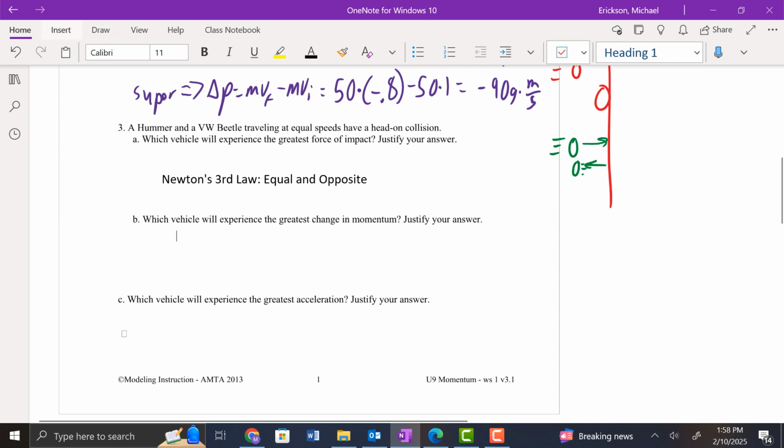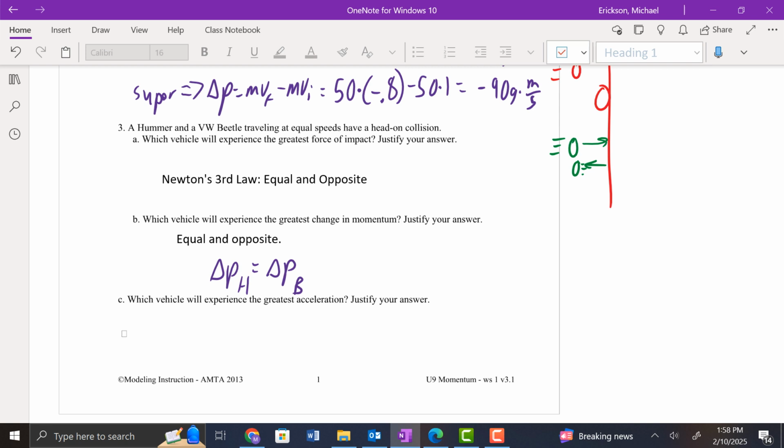And the greatest change in momentum, well, if Newton's third law is active, and also what we know about Newton's second law, then this should also be equal and opposite. So delta P of the Hummer should equal delta P of the Beetle. So the question is now, what will experience the greatest acceleration?